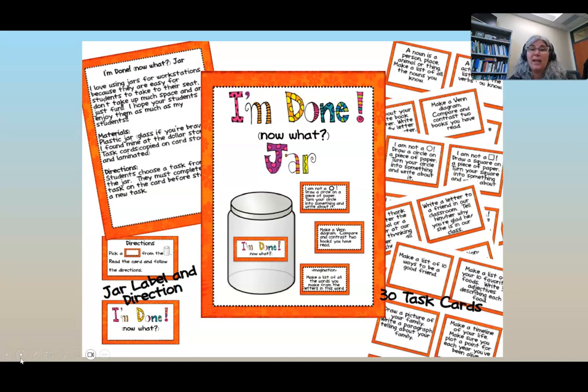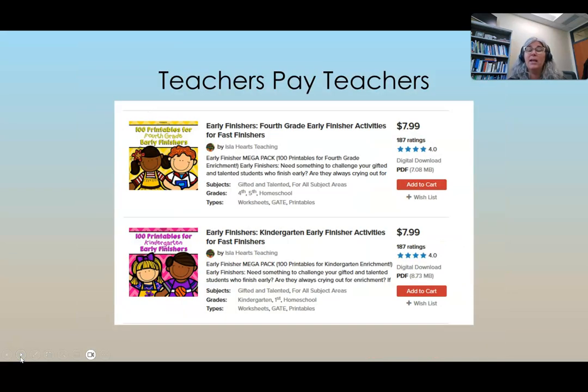So, some examples on how to handle early finishers. I saw this online, the idea of an I'm done jar. They can go over to the jar, pull out a slip of paper. It would have an activity or something for them. You can also go to Teachers Pay Teachers, and they have tons of ideas.